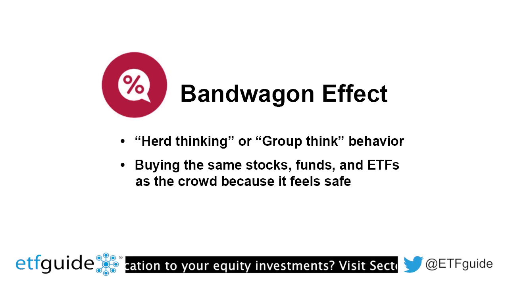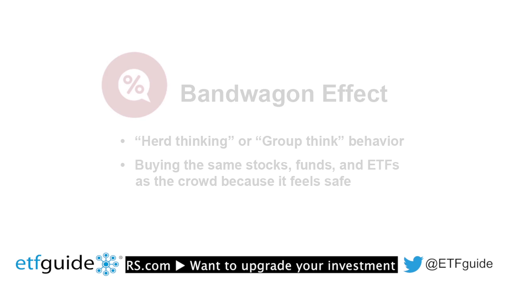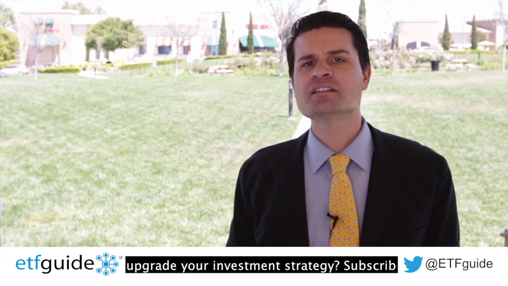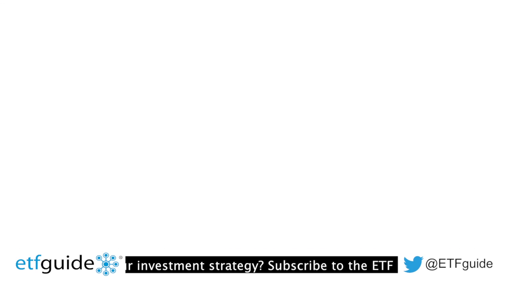So the first one is the bandwagon effect. This refers to what's commonly known as groupthink or herd thinking. In other words, people have the tendency to do what others are doing, buying the same stocks, buying the same ETFs, buying the same funds, often making the same mistakes as the crowd. So bandwagon effect or herd thinking, definitely something you as an individual investor want to avoid.